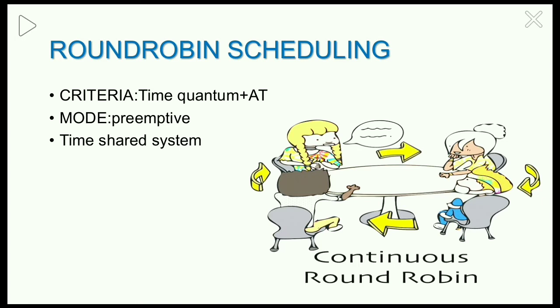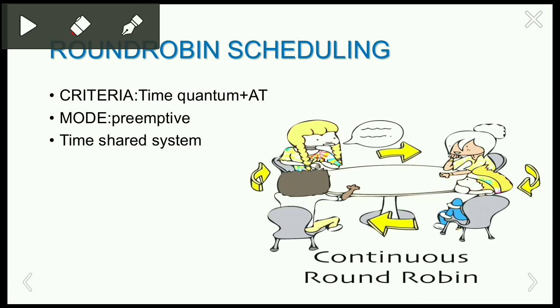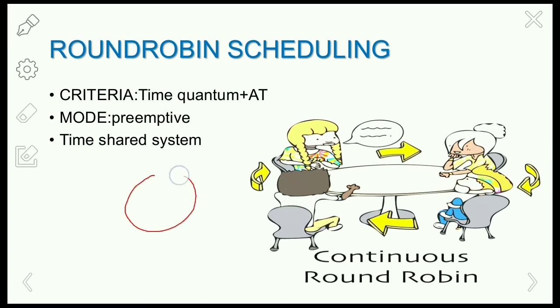In this algorithm, the ready queue is a circular queue. New processes are added to the tail of the ready queue. The CPU scheduler picks the first process from the ready queue, sets a timer to interrupt after a particular time quantum or time limit, and dispatches the process.